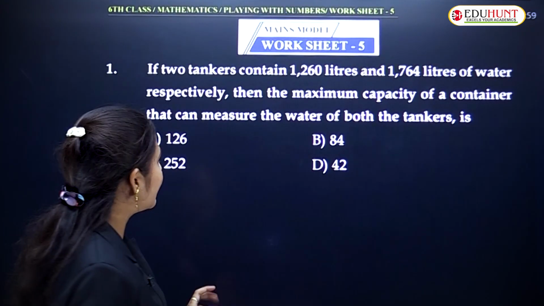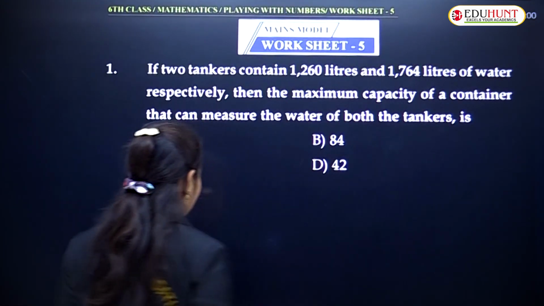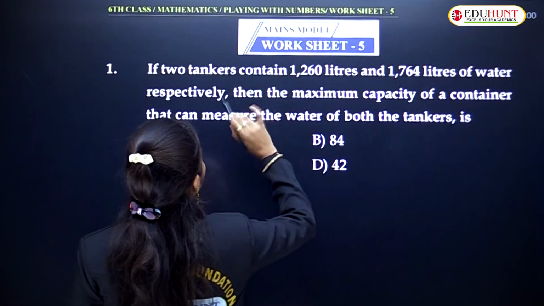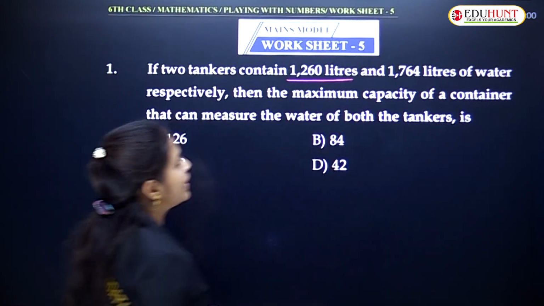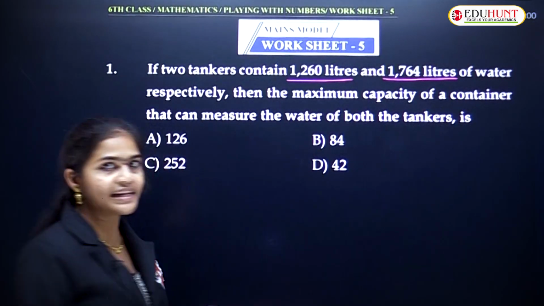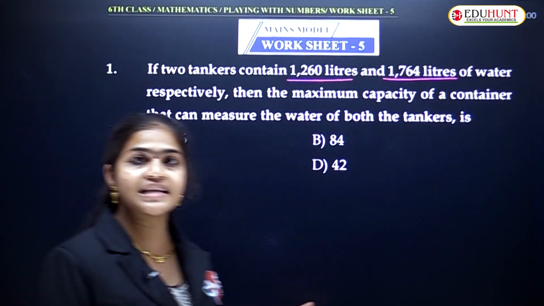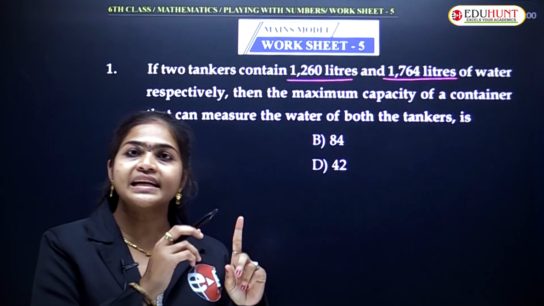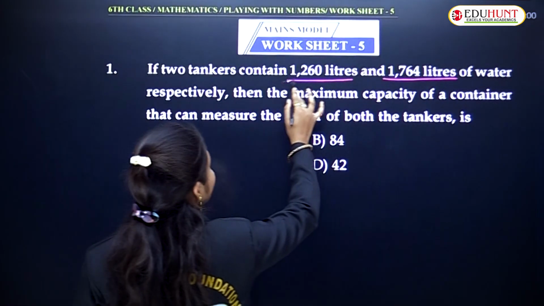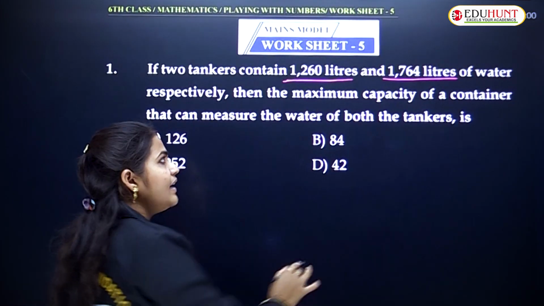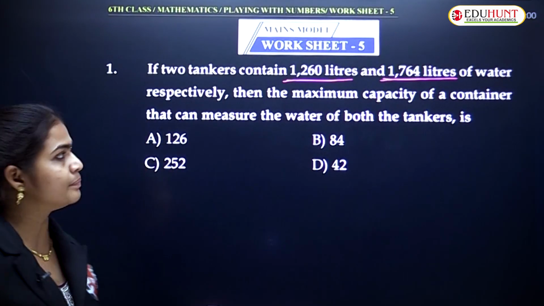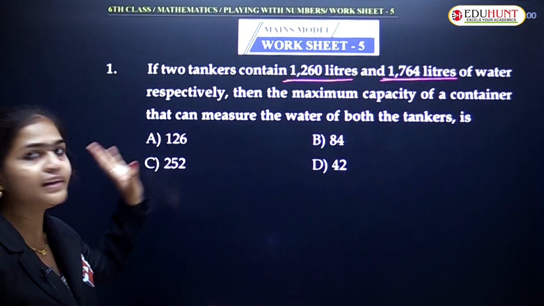If two tankers contain 1260 liters and 1764 liters of water respectively. So how many tankers are there? Two tankers are there. What is the capacity of the first tanker? That is 1260 liters, and 1764 liters is the capacity of the second tanker. Those two tankers contain that water.